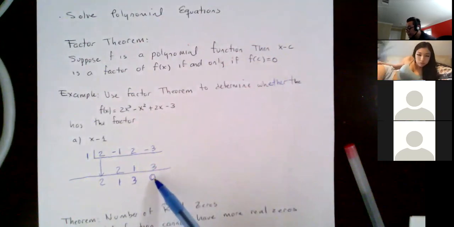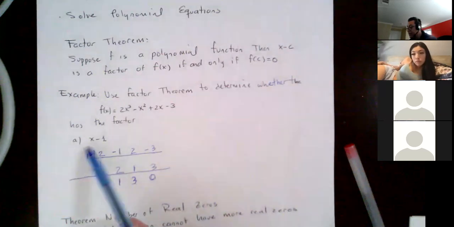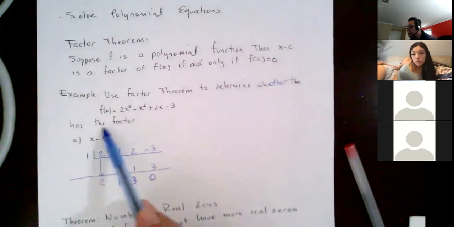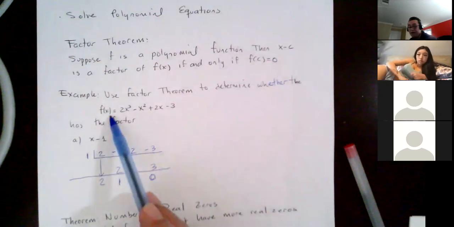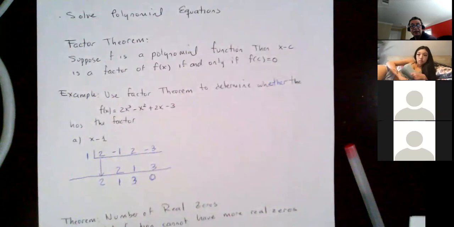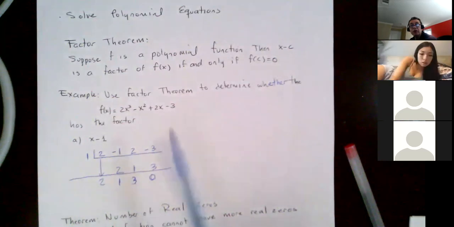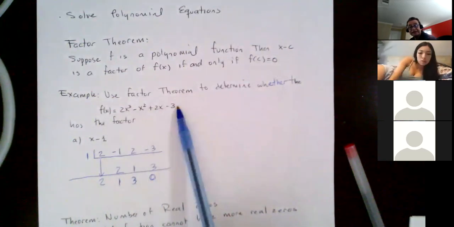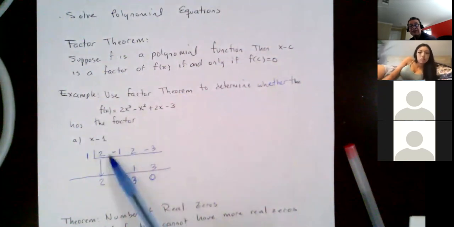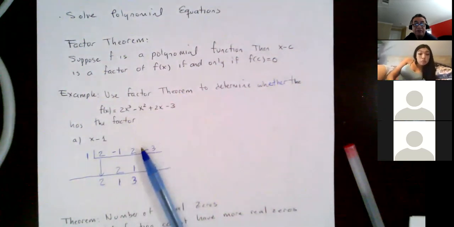If you get a 0 here, that means that x minus 1 is a factor of f of x. That means that if we were to factor f of x, this x minus 1 is a factor of f of x.